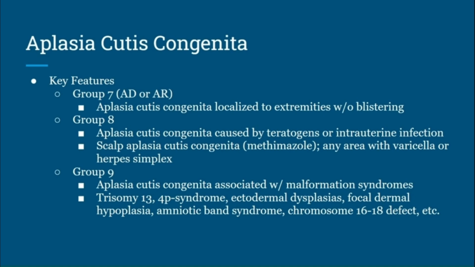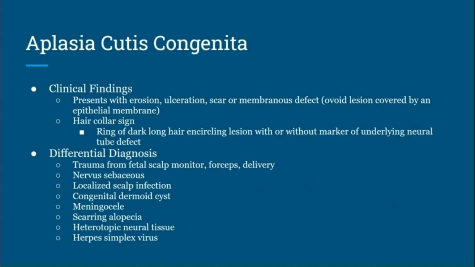Group 8, you'll have ACC caused by teratogens or intrauterine infection. And the most common one you've learned from med school is methimazole. Here, you can also have TORCH infections such as varicella or herpes that can cause these as well. Group 9 is usually ACC associated with a chromosomal malformation syndrome. This can include trisomy 13, 4p syndrome, ectodermal dysplasias, focal dermal hypoplasia, amniotic band syndrome, and chromosome 16 through 18 defects. You might notice that there is an erosion, ulceration, scar, or membranous defect covered by a thin epithelial membrane.